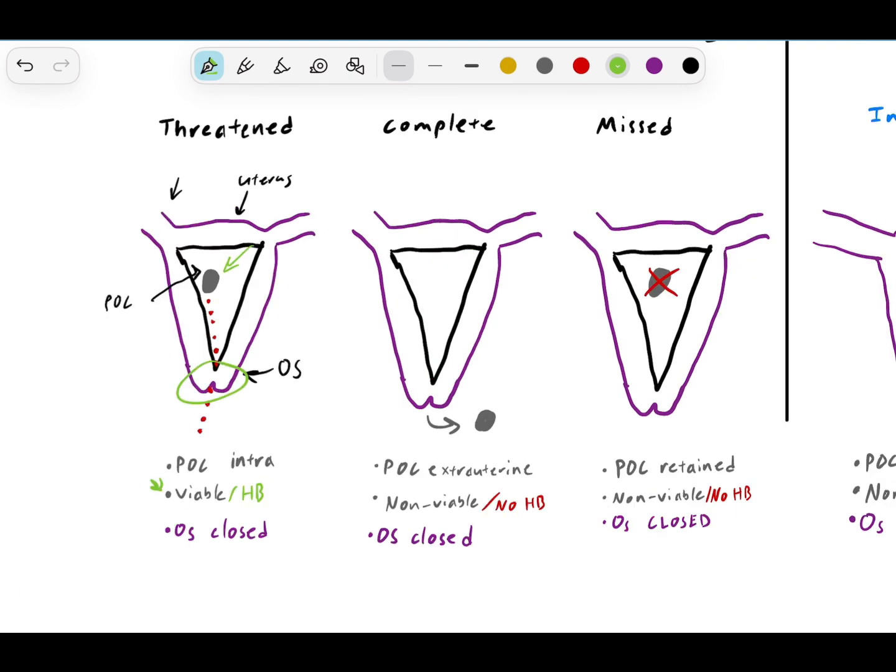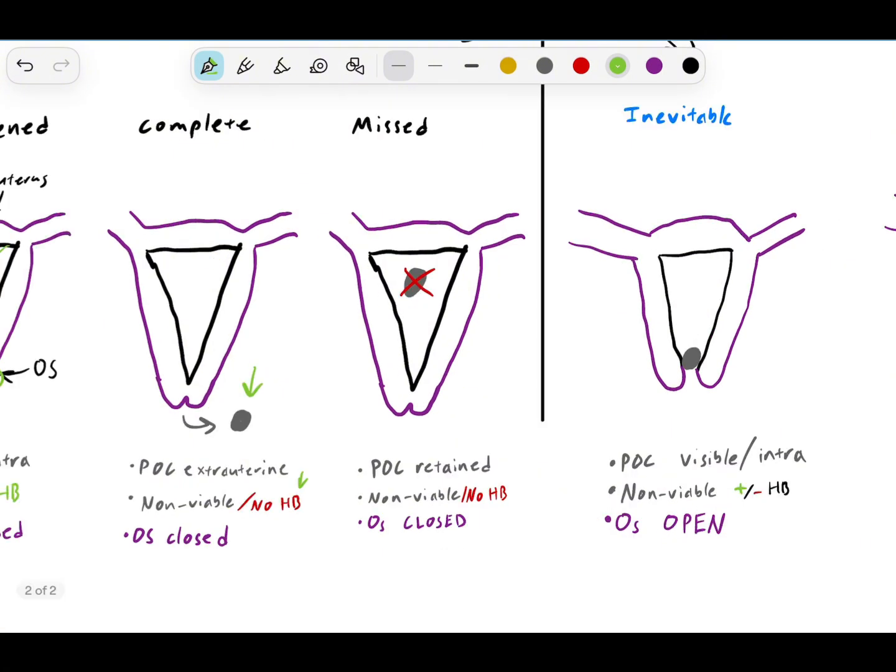Moving over to complete. Again, this being on the left side of the image, this represents our stages of a miscarriage where the os is closed. In a complete miscarriage, if you think about what a miscarriage is, and it's complete, it makes sense what steps you may see under this stage. Step one, if it's complete, it's finished, all the products of conception are extrauterine. So they've all been passed. I've demonstrated that here with that little gray circle. And if all the products of conception have passed, it's non-viable and there is no heartbeat. And then finally, your cervical os will be closed. That makes sense because it's gone to completion. The cervical os opened, the products of conception were passed, and now the os has closed. So that is a complete miscarriage.